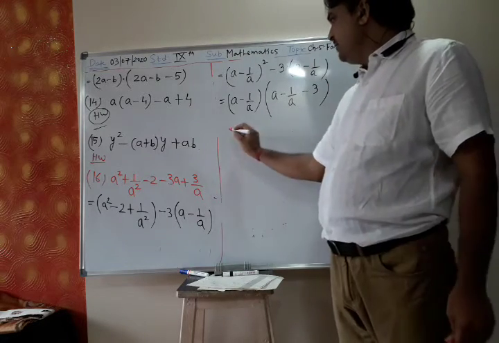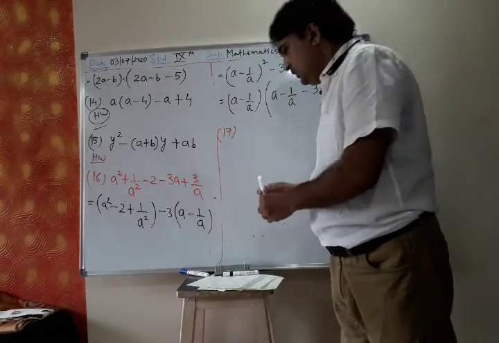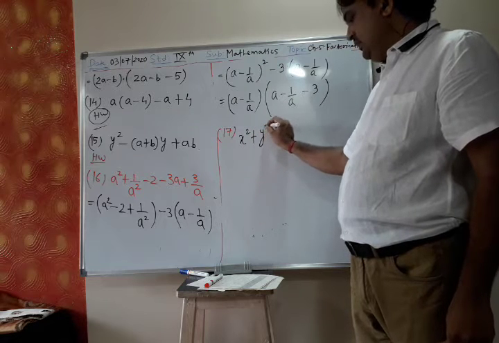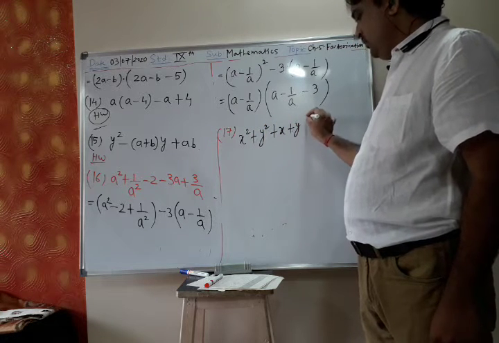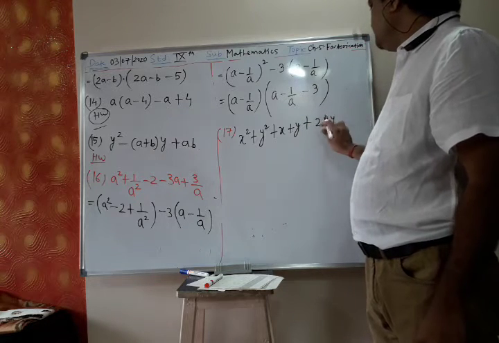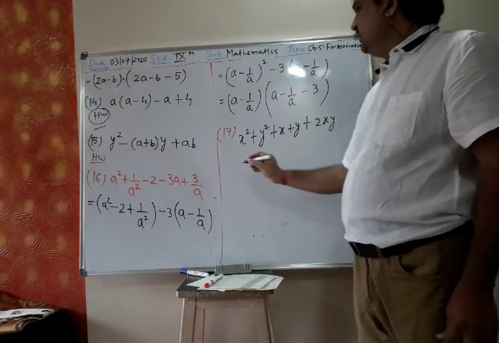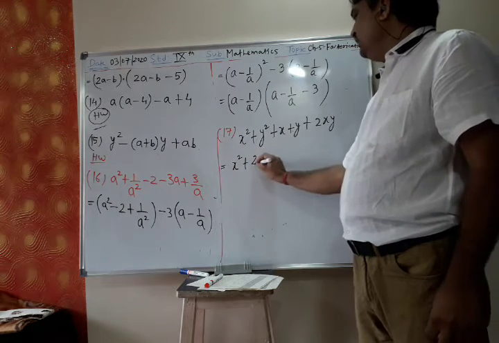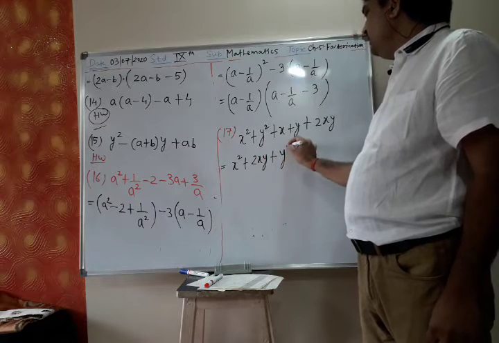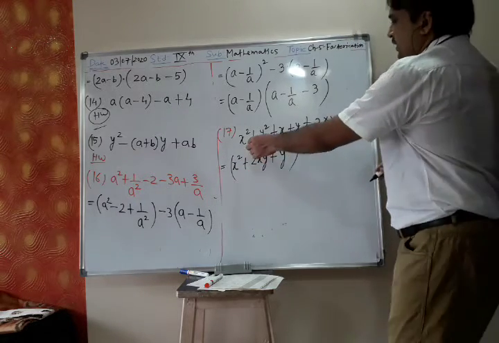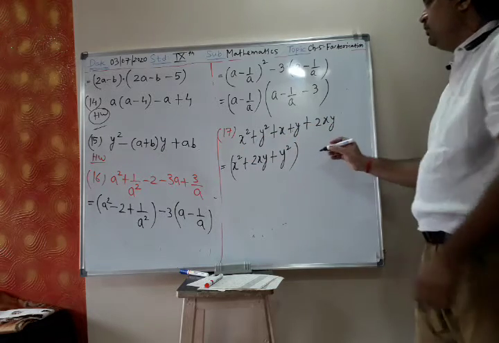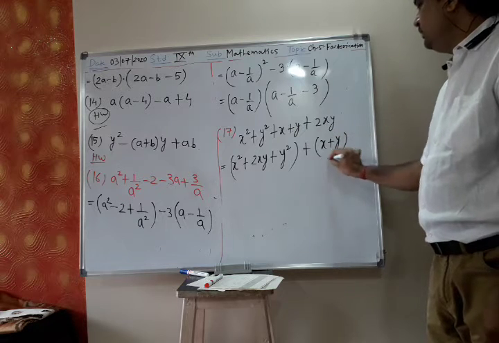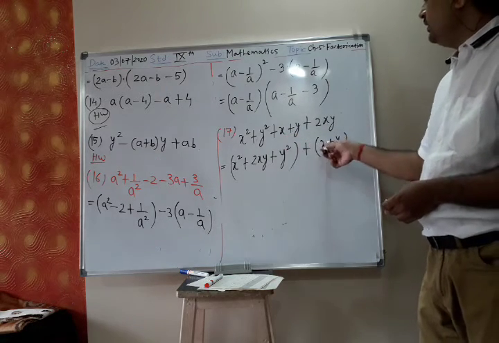Now 17th: x square plus y square plus x plus y plus 2xy. Now there are 5 terms, so I will take 3 terms together: x square plus 2xy plus y square. Then what is left? Plus x plus y is left. These two I am taking together.